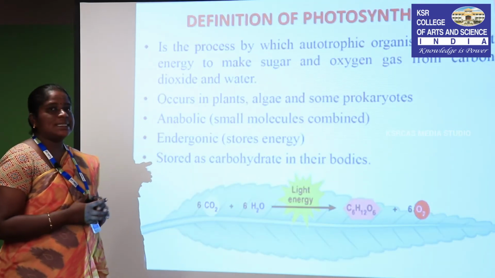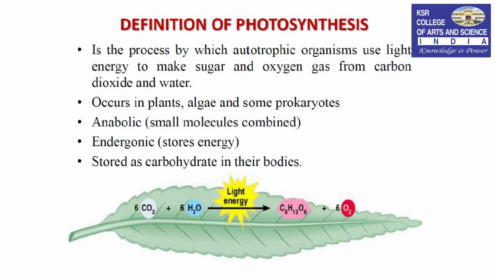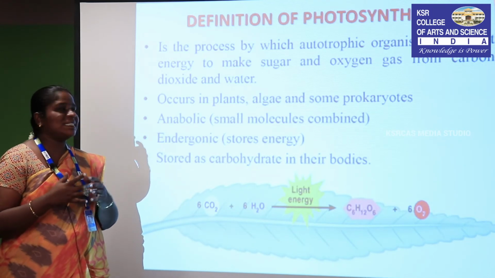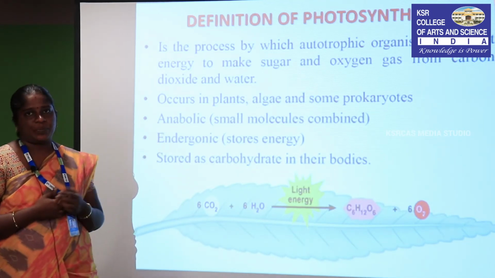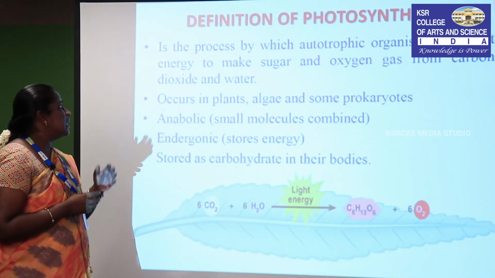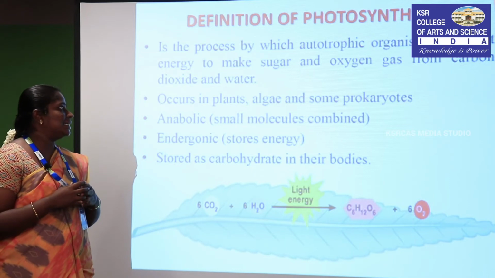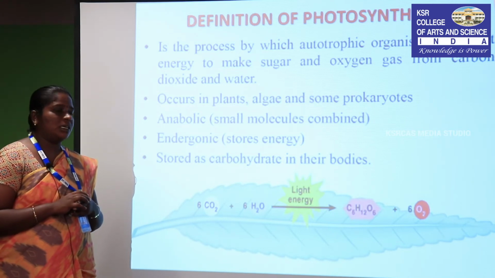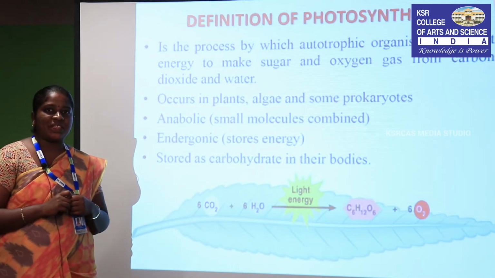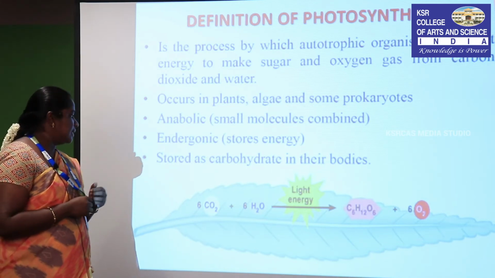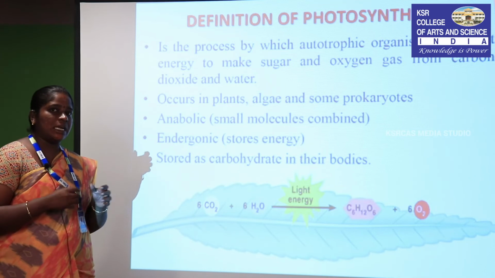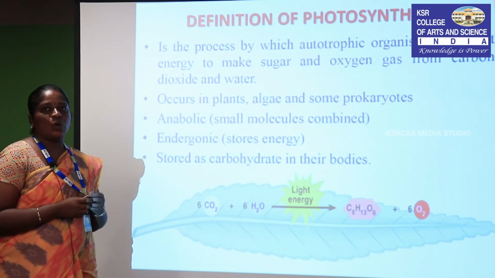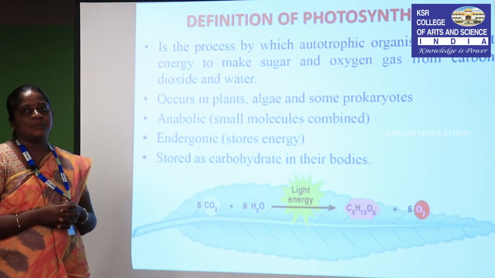Next, photosynthesis. Photosynthesis is where an autotrophic organism uses light energy, which is converted into oxygen gas from carbon dioxide and water. So, this is the definition of photosynthesis. Photosynthesis occurs in plants, algae and some eukaryotes. Then the small molecules combine and are stored as carbohydrate in their bodies. So, in photosynthesis, 6 CO2 plus 6 H2O, with light energy, is converted into C6H12O6 plus 6 O2. So, this is the product of photosynthesis.